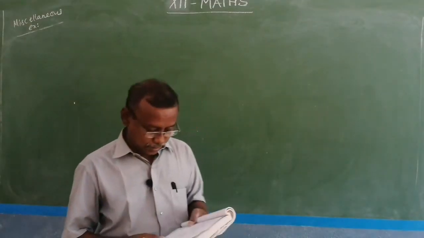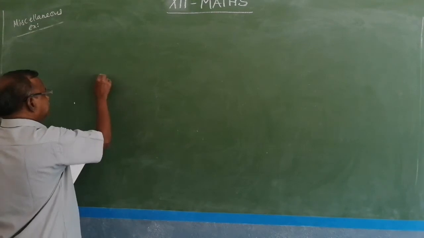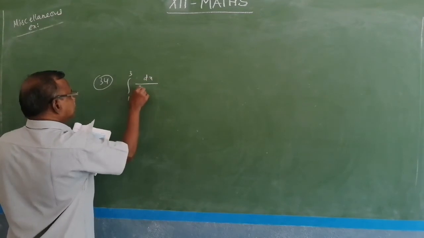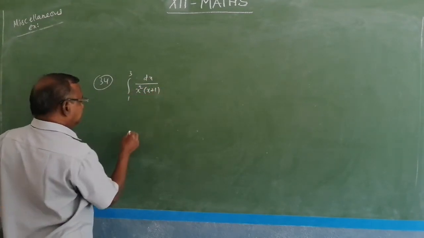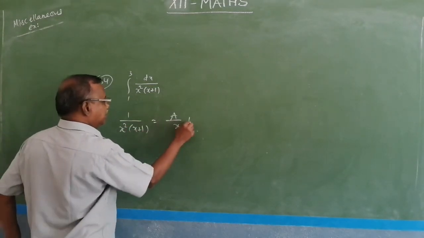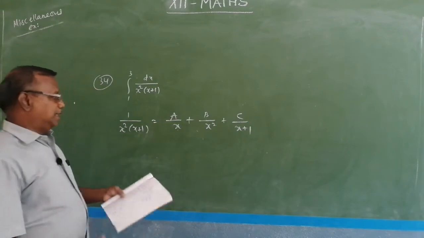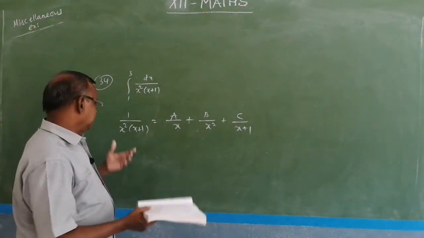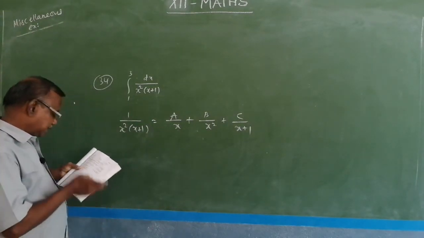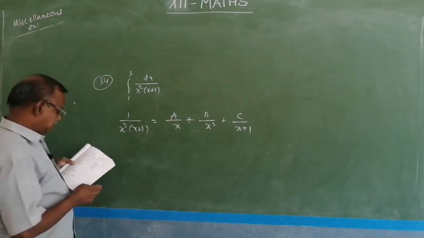Questions number 34 and 35 are your homework. Question 34 is given as the integral from 1 to 3 of dx by x square times (x plus 1). So 1 by x square (x plus 1) equals a by x plus b by x square plus c by x plus 1. Use partial fractions: make the rational fraction into partial fractions, then it is easy for you to integrate. And 35, the same problem without limits we have done earlier, and using the limits you can integrate that. So 35 is also your homework.